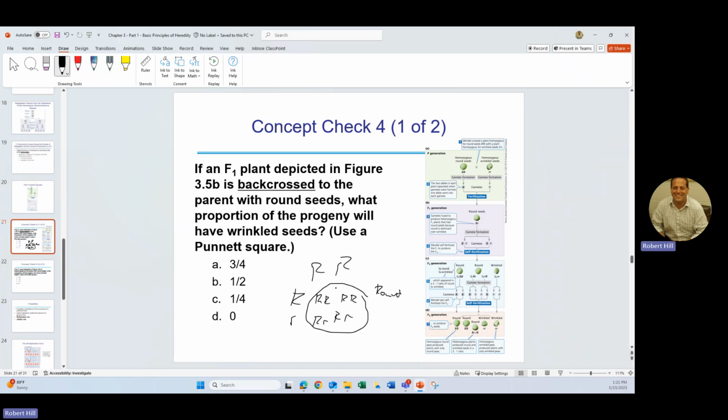right? So even though 50% is homozygous dominant, 50% is heterozygous, because heterozygotes are round, 100% are round. Wrinkled is homozygous recessive, and we don't get any when we do that test cross, okay? That backcross. All right, so the answer there is 0.